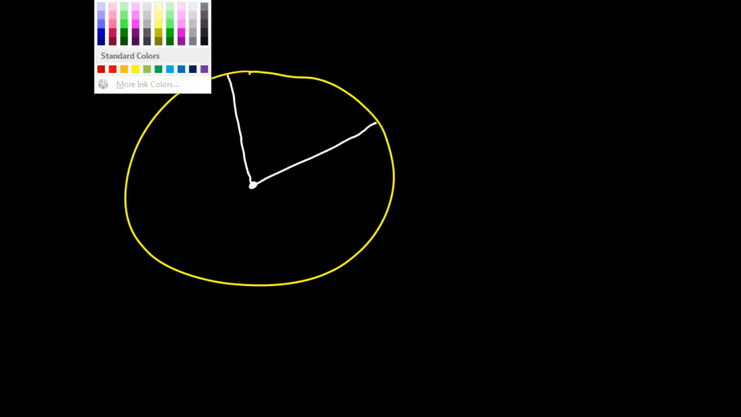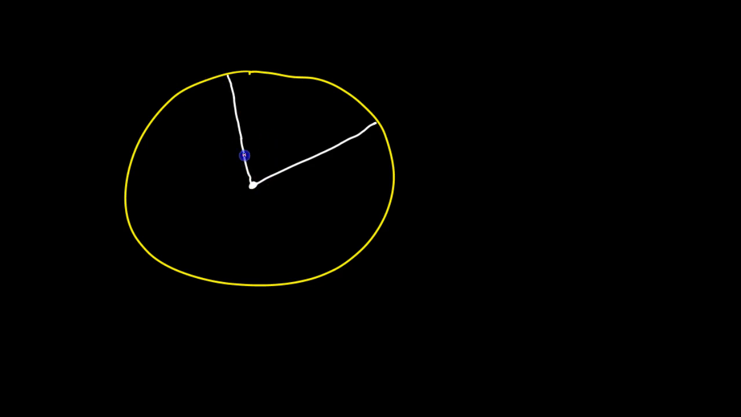We would talk about the relationship between the angle measure and the measure of the arc. And for central angles, those are the same. So if this central angle is a 40-degree angle, then the measure of this arc is going to be a 40-degree arc.